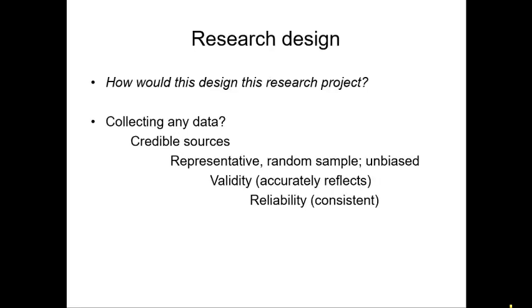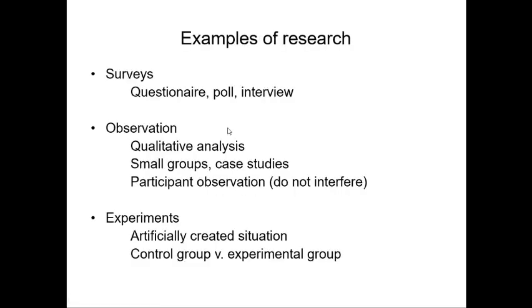If you are trying to utilize a scientific method to design some sort of research project, well, there's lots of different ways you can do it. You can collect data. You can try to find credible sources. You can make representative random samples, try to make it as unbiased as you can. The bottom line is that you're trying to make it valid so that it accurately reflects what's going on out there, and that you want it to be consistent each time that you would test this so that results are reliable. There's some more examples of research here: surveys, questionnaires, polls, interviews.